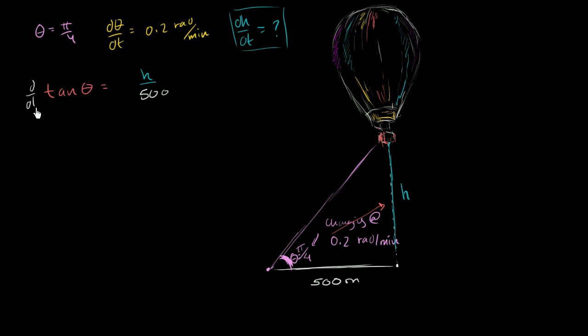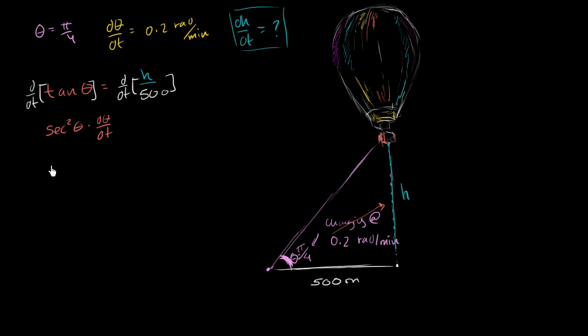So d/dt, we're going to take the derivative with respect to t on the left, and we're going to take the derivative with respect to t on the right. So what's the derivative with respect to t of tangent of theta? Well, we're just going to apply the chain rule here. It's going to be first the derivative of the tangent of theta with respect to theta, which is just secant squared of theta, times the derivative of theta with respect to t, times d theta dt.